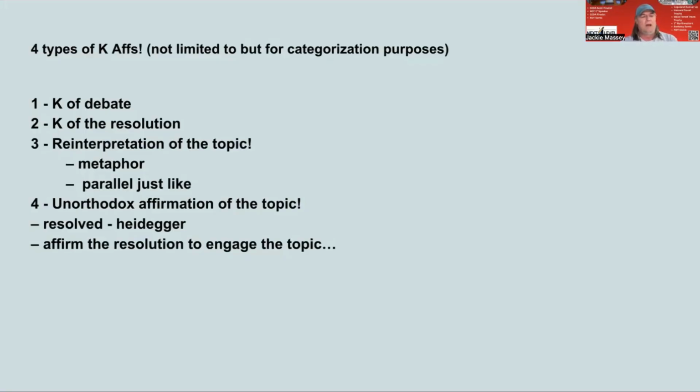For example, Heidegger and the term resolved and what it means to be resolved. Affirm the resolution to engage the topic, some people might say. But I'll refer you to Eli Smith's article that talks about how it's good that you engage the topic and be a part of the topic. Shanahan and I, the great Bill, had an argument one time because he convinced me that words are not so powerful that you cannot reinterpret a topic and be topical. To say the topic only means a certain thing and that you cannot change those words and break out of that proves that you lack revolutionary potential within your thinking.